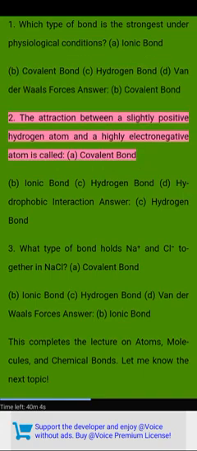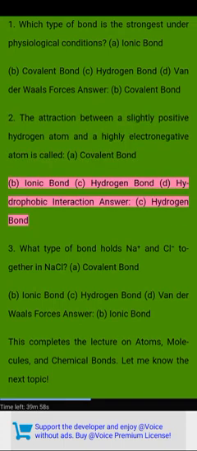2. The attraction between a slightly positive hydrogen atom and a highly electronegative atom is called: A. Covalent bond. B. Ionic bond. C. Hydrogen bond. D. Hydrophobic interaction. Answer: C. Hydrogen bond.